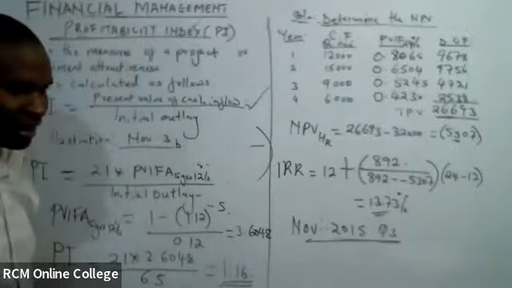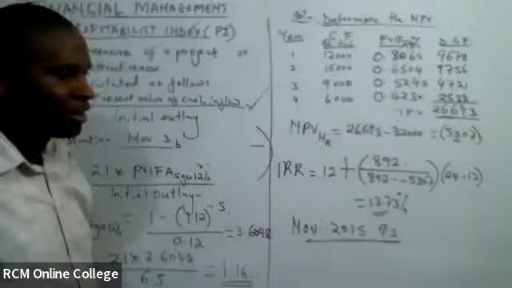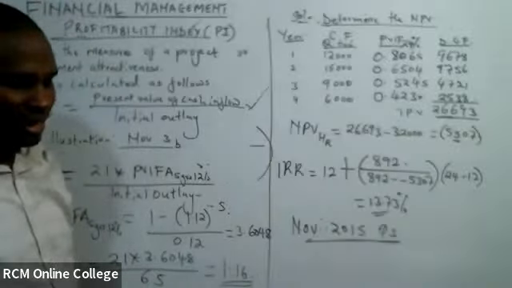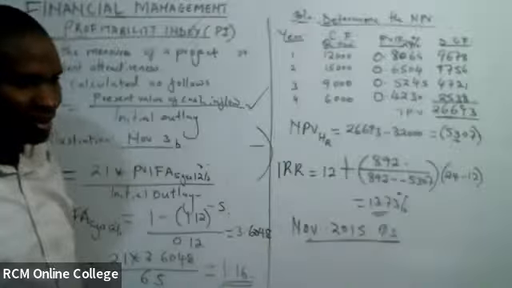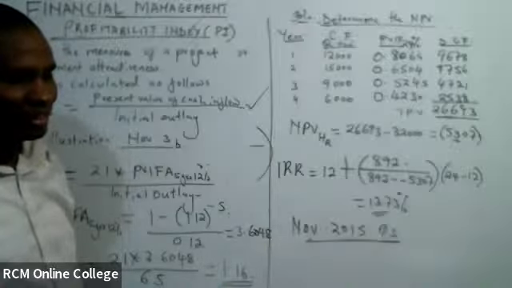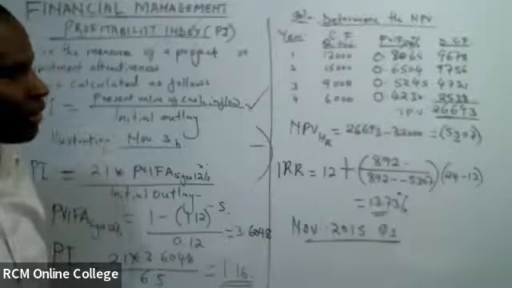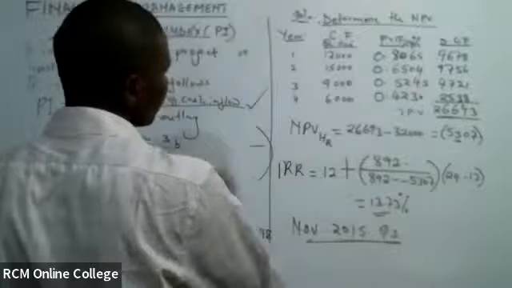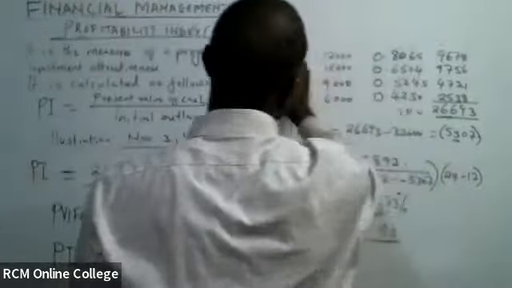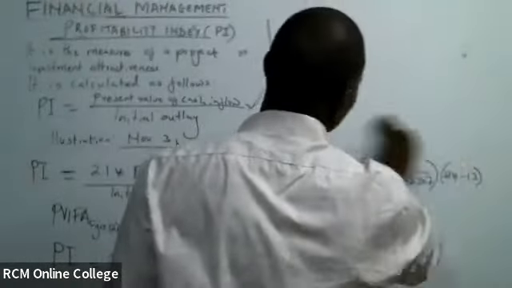Hope you understand. And then I would like you to tell me, what should we do to this project? Should we accept? Yes, because the PI is greater than 1. Let's go to the next one, which is discounted payback period.